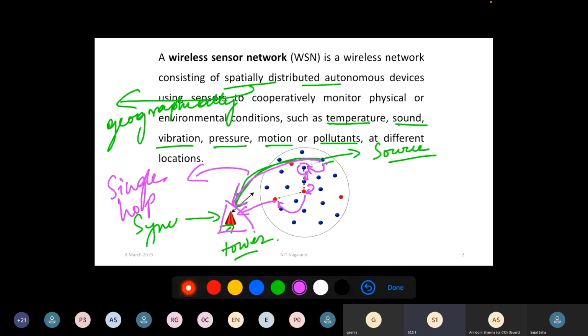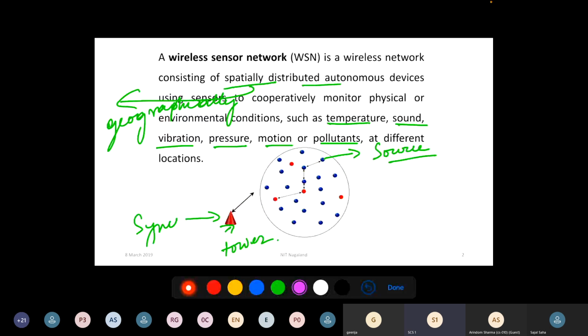So what are the possibilities of sending the data to the tower by all these nodes? All these nodes can send the data directly. This node will send the data directly. This node will send the data directly. This node will send the data directly. But the problem with that is that each of the nodes, as they are in a physically distant location from this tower, their power dissipation will be high. Power बहुत जल्दी उन लोगों का खत्म हो जाएगा.